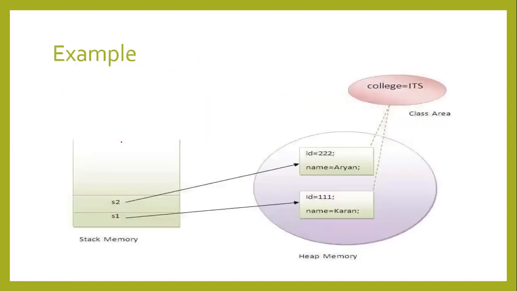We will look into deeper dimensions with this image we have here. Look, this is a stack memory which contains two student objects, S1 and S2. Now S1 points to its data in the heap memory, and S2 points to its data in the heap memory. See, S2's ID is this and the name of the student is Aryan. And then S1's ID and the name of the student. Now the data is different because they are two different students. But the college name is applicable to both of the students because both study in the same college, ITS.